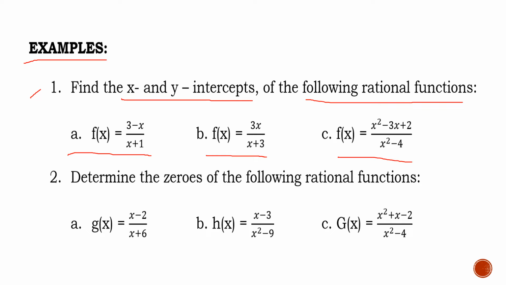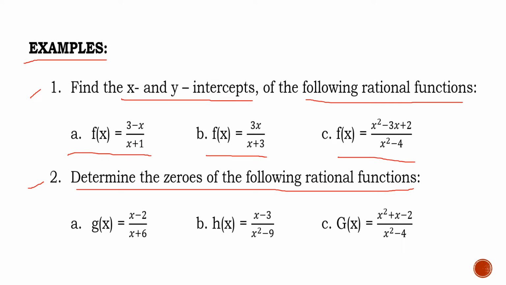And your c here is f of x is equal to x squared minus 3x plus 2 over x squared minus 4. So these three given rational functions satisfy that both your numerator and denominator are polynomials. And for number 2, determine the zeros of the following rational functions. So it's a different story from number 1.